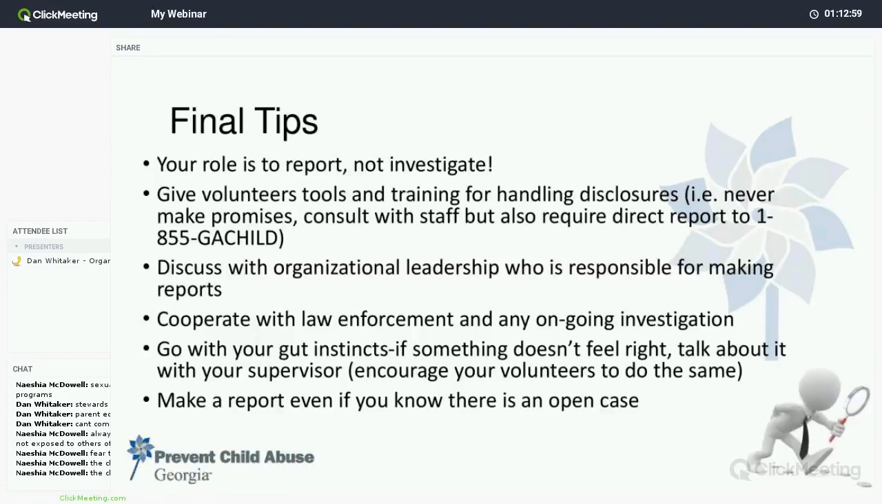If it doesn't feel right, you can always talk about it with your supervisor, and encourage volunteers to do the same. And make a report even if there's already a case open. A lot of people think that if there's already a case open, someone knows about it. But again, they don't have their eyes and ears on the children like you do, especially if you interact with them on a daily basis. So follow up and let them know of any subsequent incident that occurs.